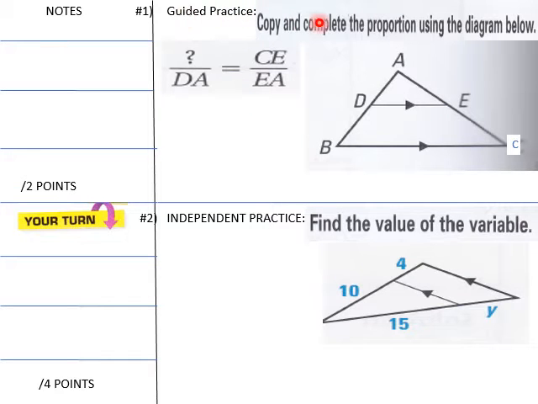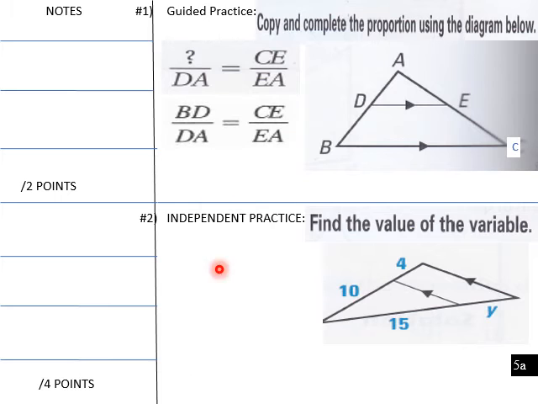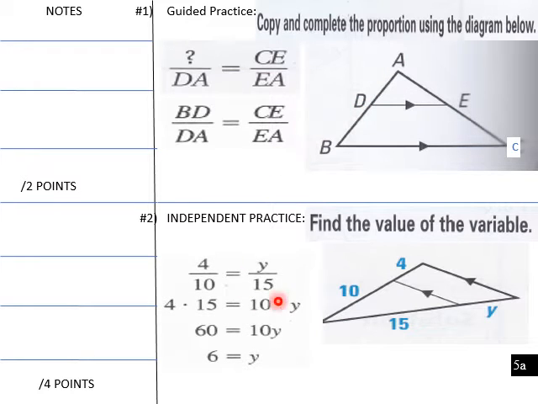Okay, our first guided practice, completing a proportion here. We're going to use the proportionality theorem and find the value of the variable here. Students, this is yours here. Let's do number 1. So BD over DA would equal CE over EA. And then here, we do the same thing, proportionality, 4 over 10 would equal y over 15. We solve for y and we get 6 for y. That's for you.